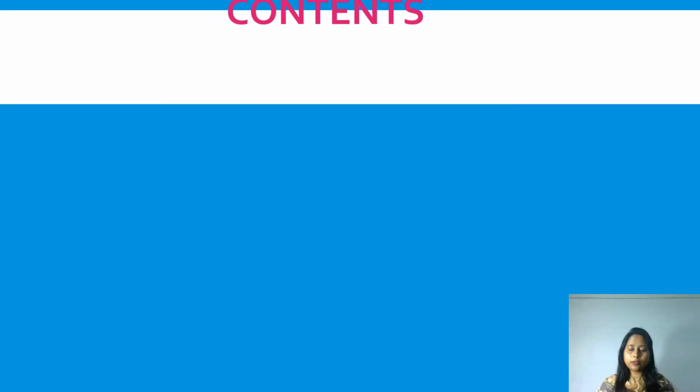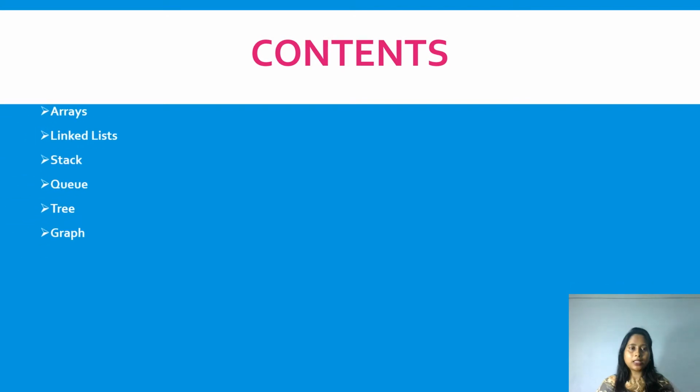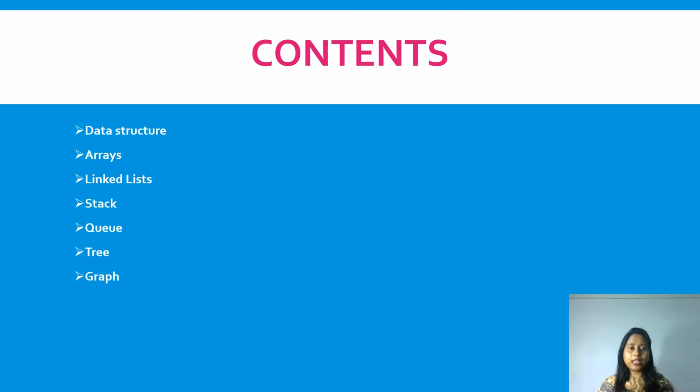These are the contents of the video. First, we are going to understand what is a data structure, then arrays, then linked list, then stack, then queue, then tree, and graph.